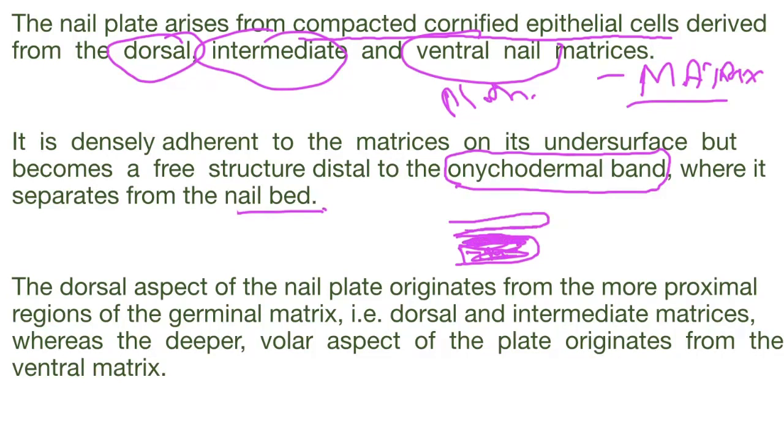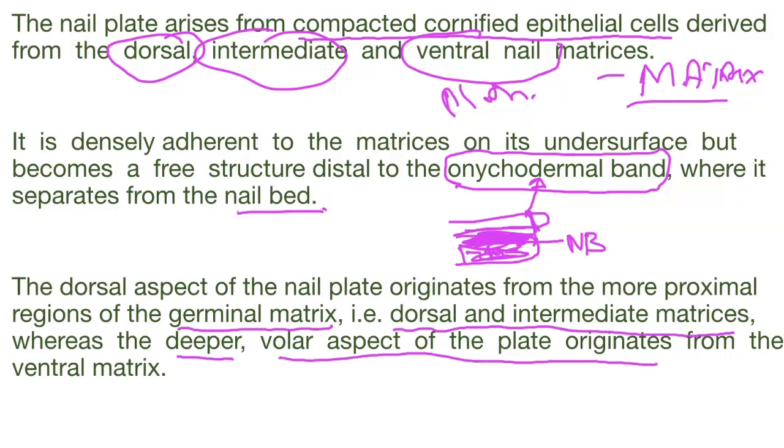So the nail plate from here is called the onychodermal band. From here it is free and separate from the nail bed. This is the nail bed, right? The dorsal aspect of the nail plate originates from the more proximal regions of the germinal matrix, that is, the dorsal and intermediate matrices, whereas the deeper volar aspect of the plate, volar means this surface.